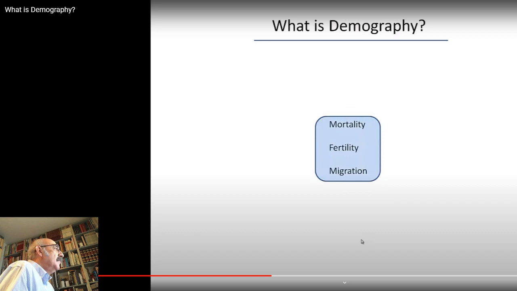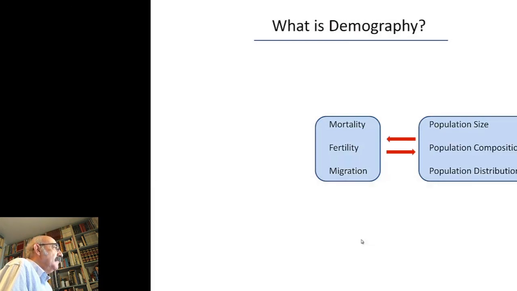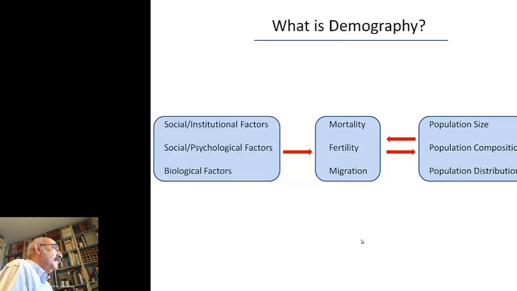Fertility, mortality, and migration affect... Remember, mortality, this is the rates of people that die. Fertility, this is the number of children that a woman can have in her lifetime. And migration is the movement of people. Remember that? Population composition, size, and distribution, and vice versa. Social and biological factors affect population processes and composition, and vice versa.